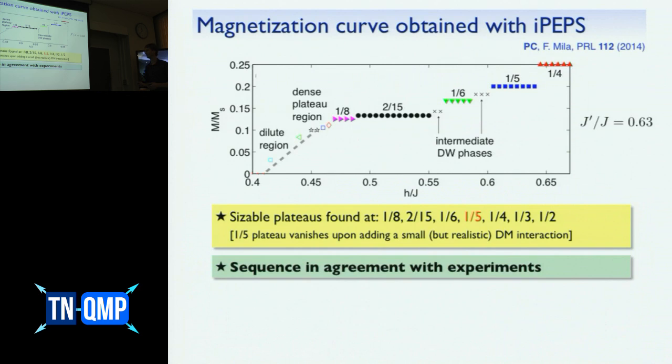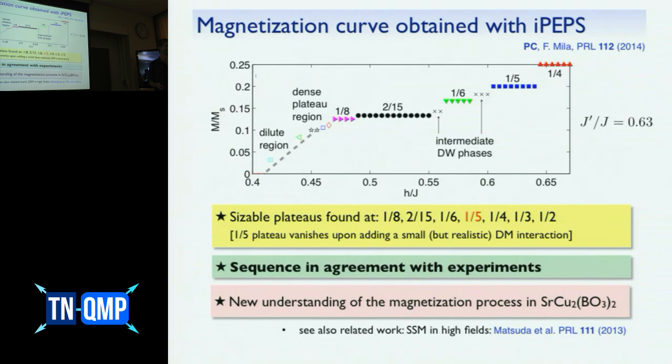So in the end, this really helped to get a new understanding of the magnetization process in this material. And it was also a nice application of iPEPS, also because we are doing unbiased simulations, you can sometimes get surprising results which were not expected. And that's the beauty of tensor network methods, that you can really get surprises, which in the end can give you a new intuition about physical systems.